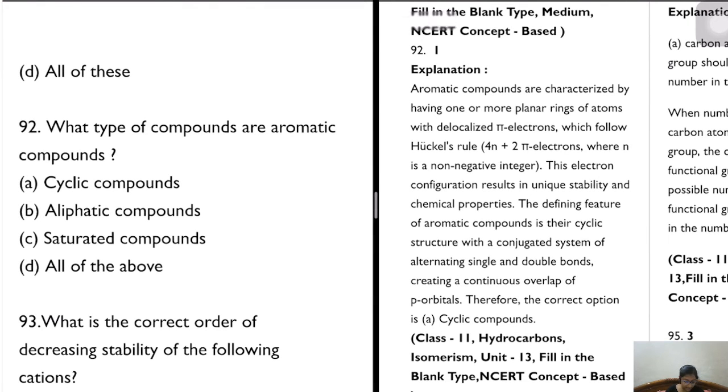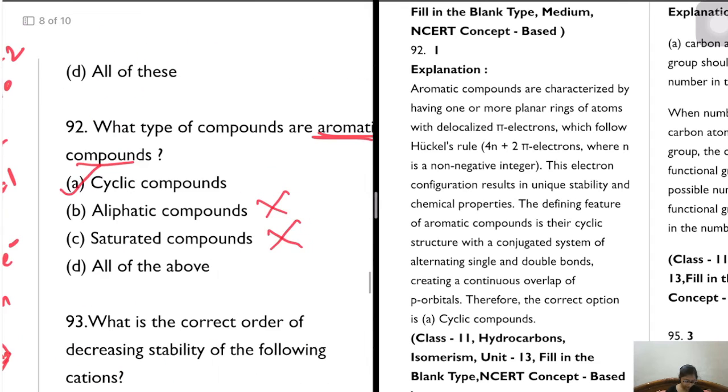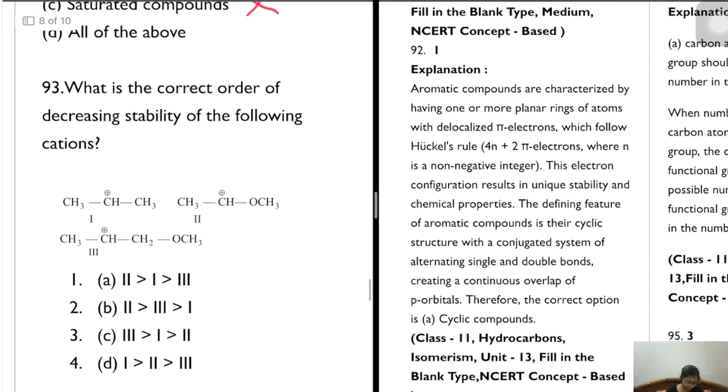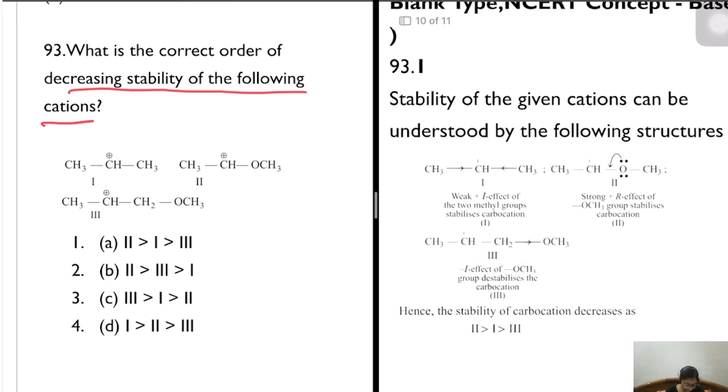What type of compounds are aromatic compounds? Now we have already seen: cyclic, yes. Aliphatic, no. Saturated compounds, no. It should be cyclic, planar, and all should follow Huckel's rule that we saw in this question. So the correct answer is 1, which has all those conditions. Now let's see the next question. What is the correct order of stability of the following cations? See, here decreasing stability.